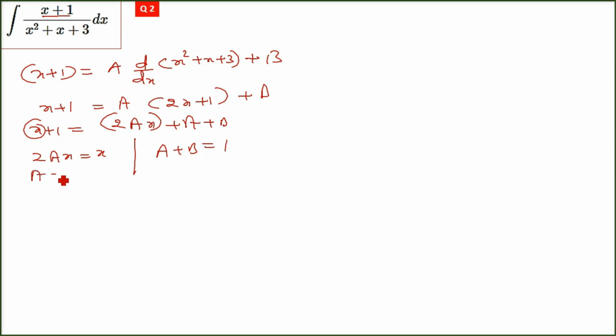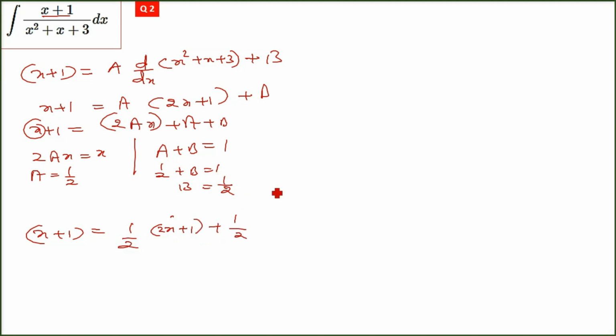So a is half. Now write this half here. Half plus b equals 1. b will be equal to 1 minus half, that is going to come as half. 1 by 2. a is half, b is half. So we can write this x plus 1 equal to half times the differentiation 2x plus 1 plus half. Now in place of x plus 1, we have to write half into 2x plus 1 plus half. That's what we have to replace, and then we will separate these two terms.